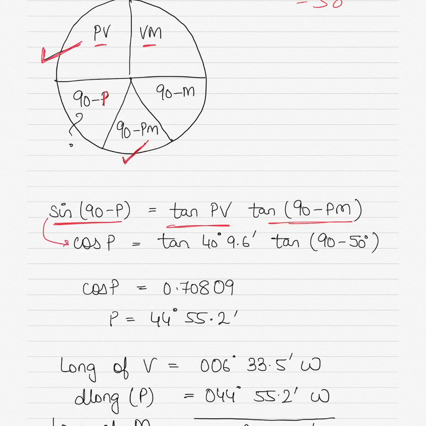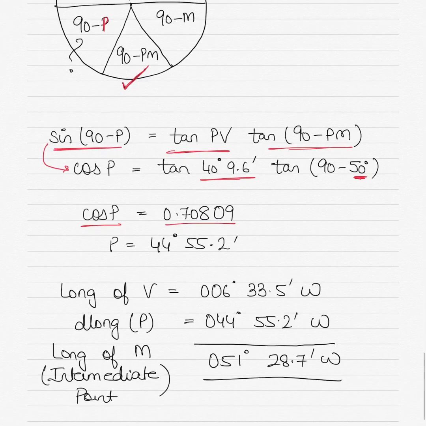Sine 90 minus P is also equal to cos P. Put in the value of PV, put in the value of 90 minus PM here. This will give you cos P equals this value here. Make sure you check your calculator and verify the value as well, and that will give you the D long between M and the vertex, which is equal to 44 degrees 55.2 minutes.